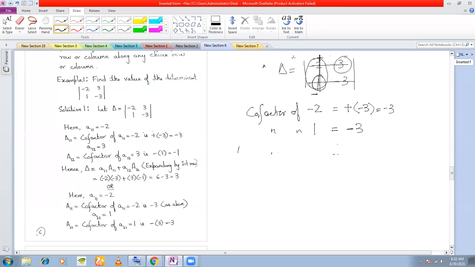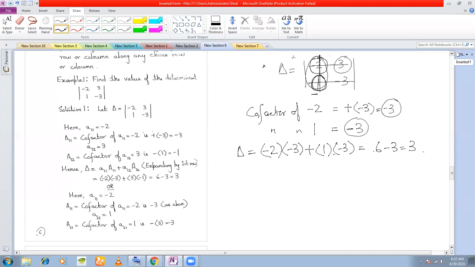So now the value of this determinant is, we have found out the cofactor of this element, minus 2. So we take minus 2, multiply by its cofactor, then plus, we take this element, which is 1, and multiply by its cofactor, minus 3, right? So again, here you get 6 minus 3, which is equal to 3. So the value of the determinant is 3.